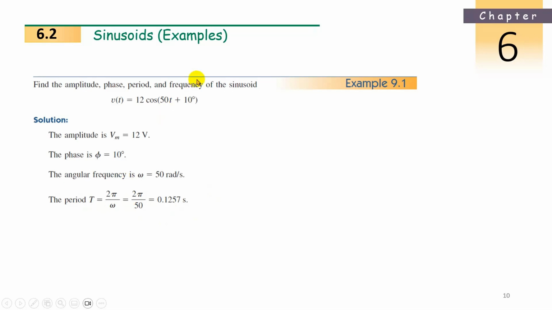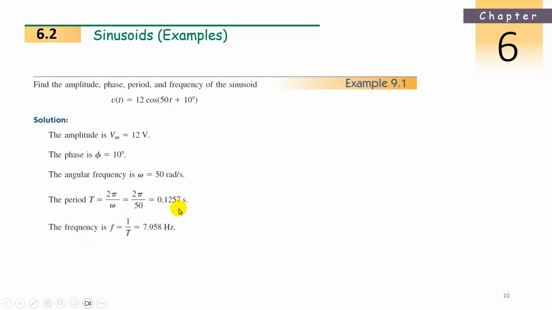So now what do we need? Frequency, meaning how frequently it is moving. For one cycle it is 0.1257 seconds. Then in 1 second, how many cycles do we get? That is called frequency, how frequently it moves in 1 second. So frequency is nothing but 1 divided by T.